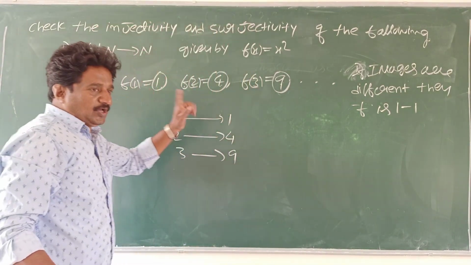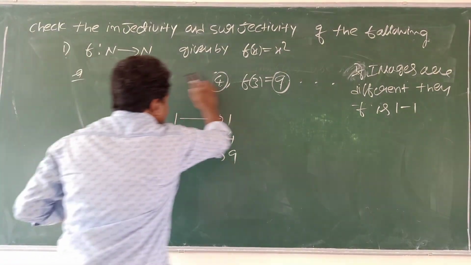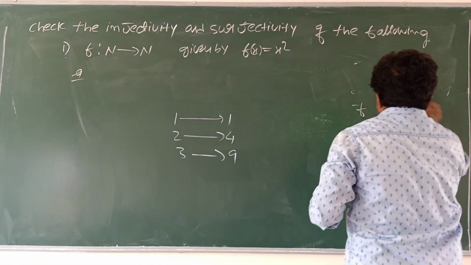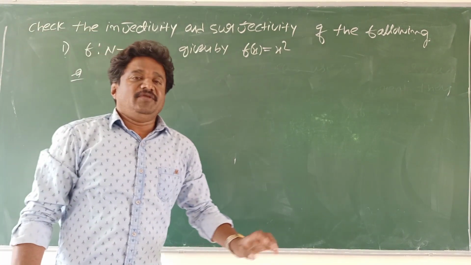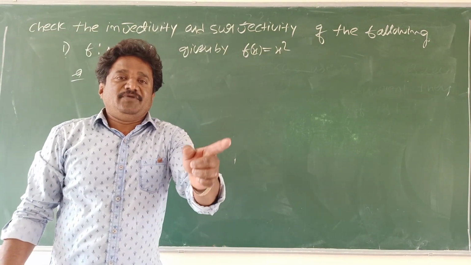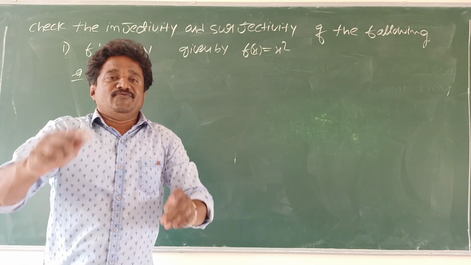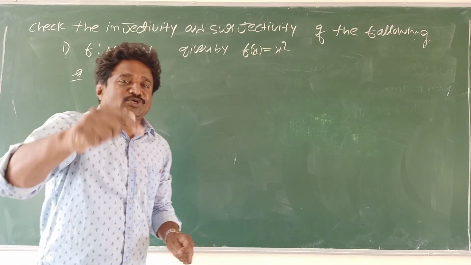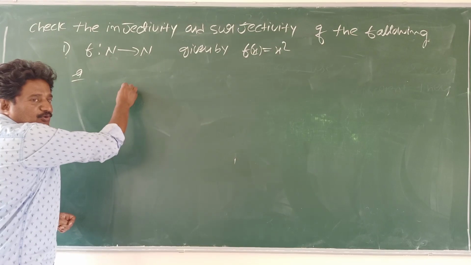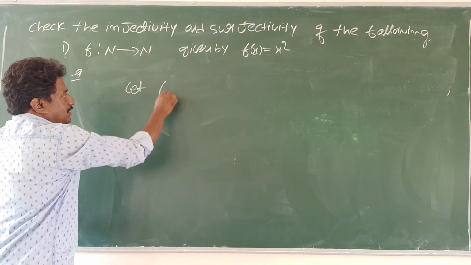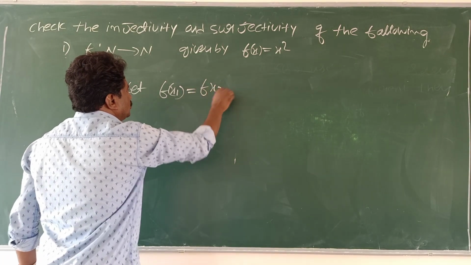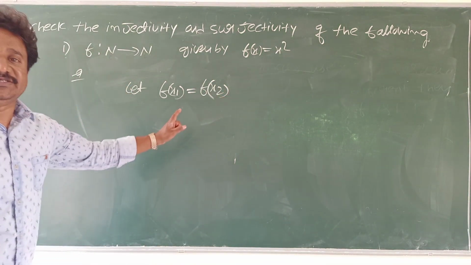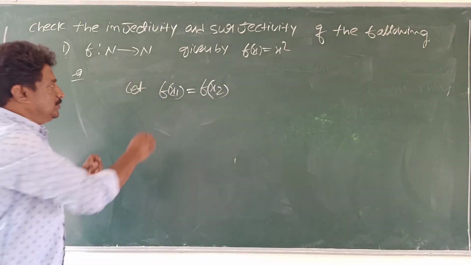If images are distinct, f must be one-one. Now let's go for solving this problem. Wait, students. Usually, when we are proving the given function as one-one, we follow this procedure. Which procedure? You know that very well. Let f(x1) be equal to f(x2).